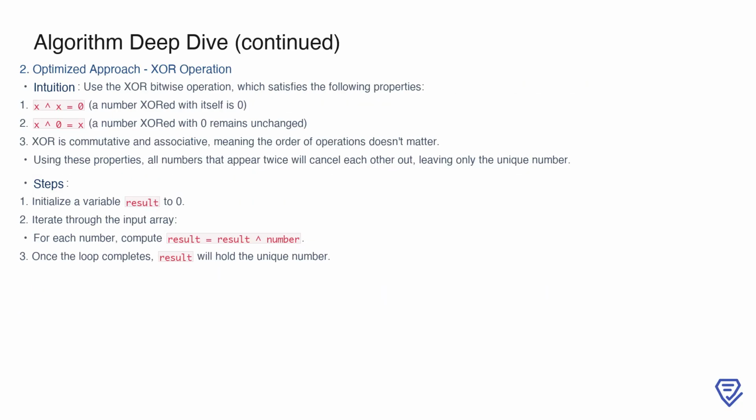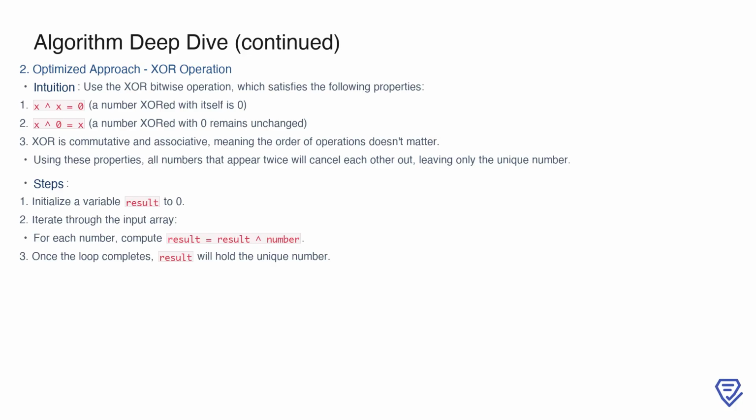Now, we move to a more optimized approach that leverages the XOR operation. XOR, or exclusive OR, has some unique properties that make it especially useful here. First, a number XOR'd with itself results in 0. Second, a number XOR'd with 0 remains unchanged. Third, the operation is both commutative and associative, meaning the order in which we apply it doesn't matter. By using these properties, we can efficiently cancel out the numbers that appear twice, leaving only the unique number.